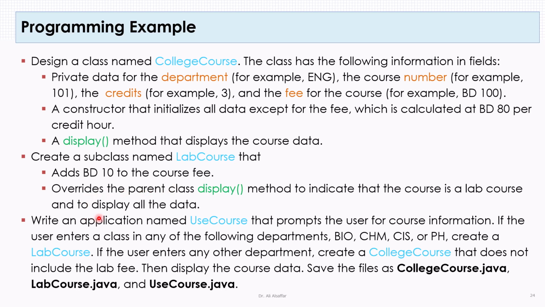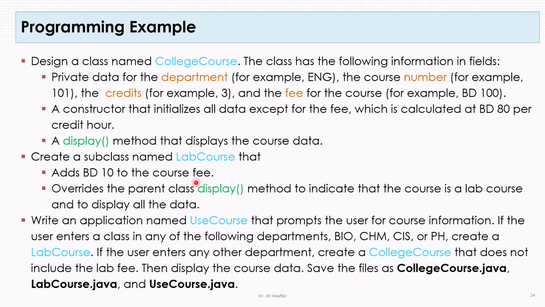Finally, we want to write an application named UseCourse that prompts the user for course information. If the user enters a class in any of the following departments, biology, chemistry, computer, or physics, create a lab course. If the user enters any other department, create a college course that does not include the lab fee. Then display the course data. Save the files as CollegeCourse.java, LabCourse.java, and UseCourse.java.